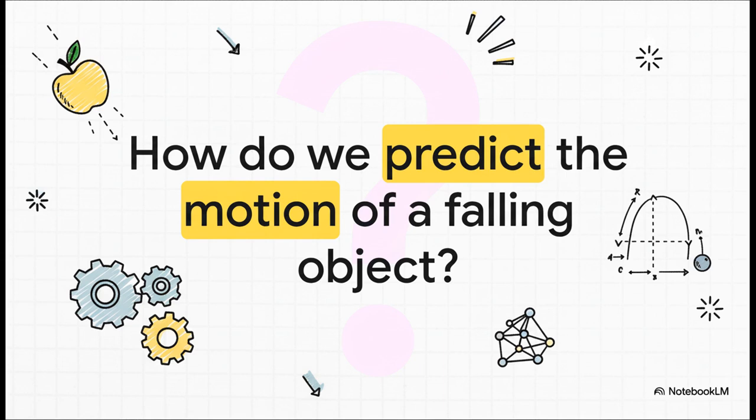So that's the big question, right? When something's falling, it's not just random chaos. Physics actually gives us the tools to map out its motion with some incredible accuracy. And today, we're going to open up that toolbox and see exactly how they work.